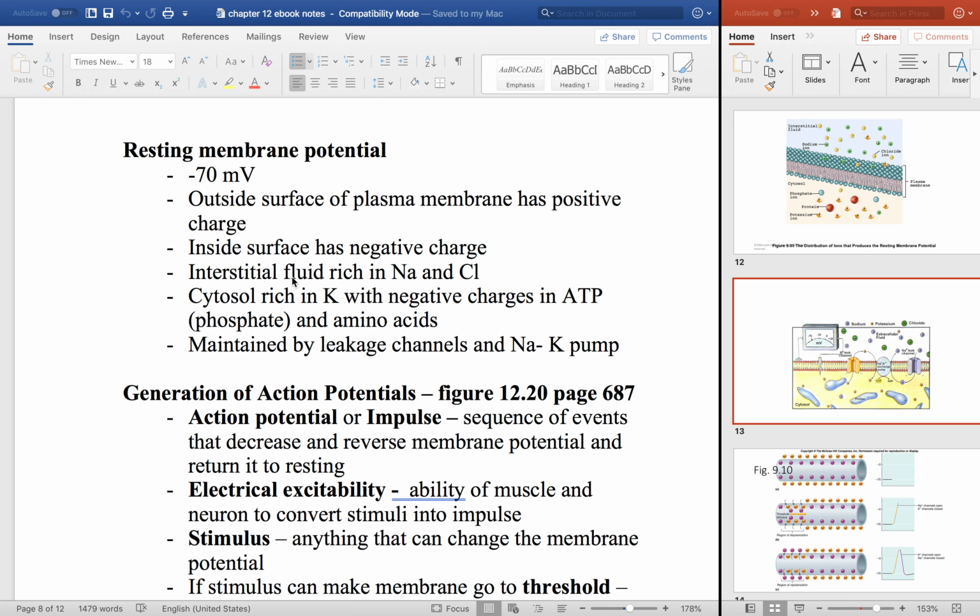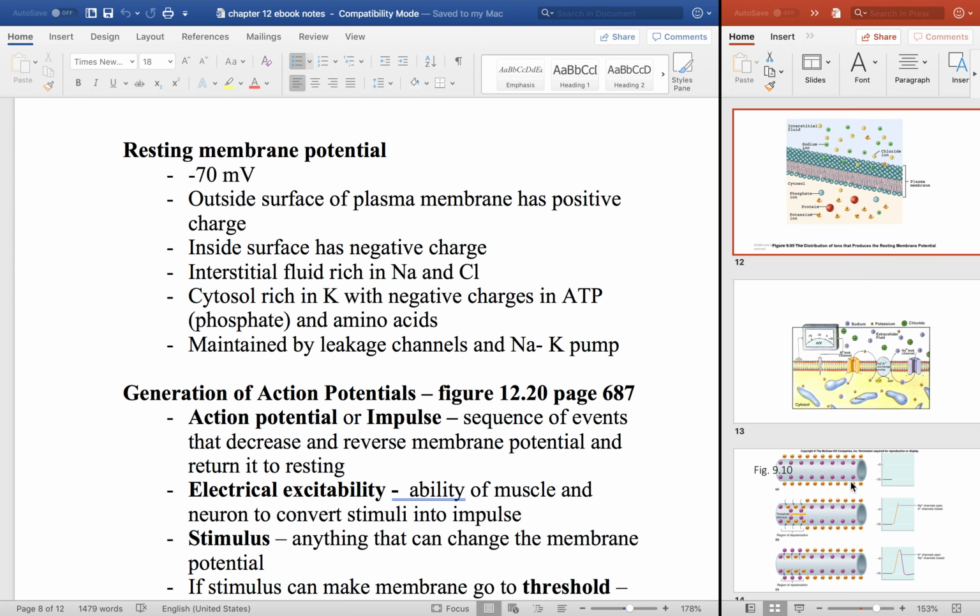Now remember, interstitial fluid is the fluid outside of the cell. So it has a lot of sodium and it has a lot of chloride. The cytosol, which remember is part of the cytoplasm, is rich in potassium, with negative charges in ATP and amino acids. Remember, those are in proteins. This is maintained and worked on all by leakage channels and the sodium-potassium pump that we talked about above, and we're going to talk about again repeatedly.